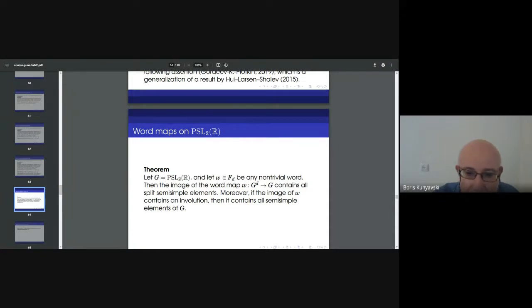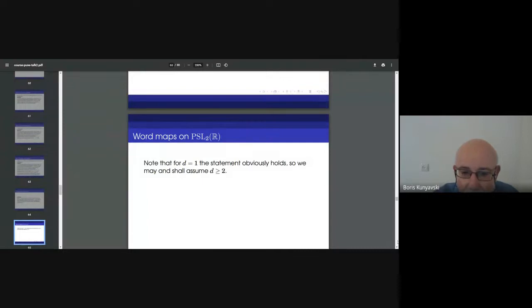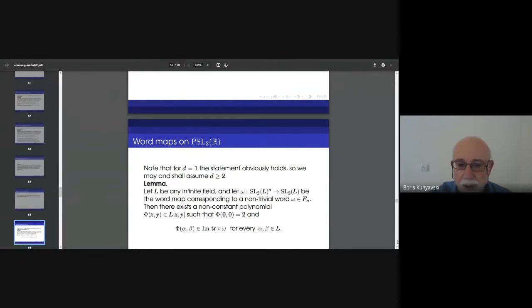So let's prove the theorem. Here the proof is sufficiently elementary. First of all, the case of one letter is obvious. So the power map works in SL2, it's surjective. So we assume that we have at least two letters. And we have two lemmas.